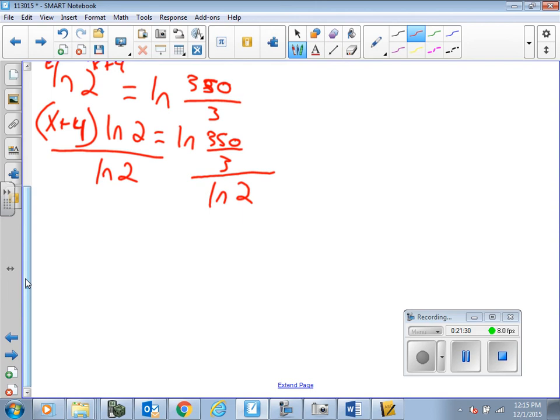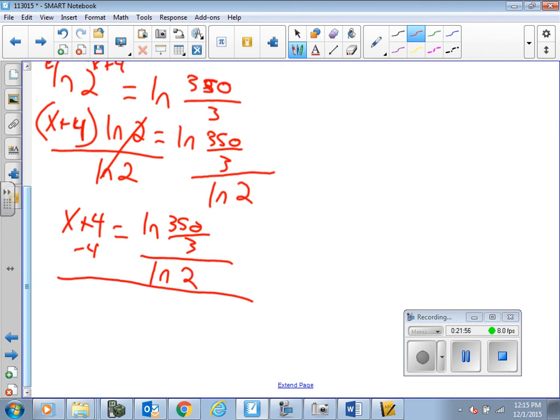Incidentally, if you use log base 10 on both sides, you get the same answer. So we have x plus 4 equals the natural log of 350 over 3 divided by the natural log of 2. And now, is x by itself yet? No. What's the last thing we'd have to do? We have to subtract that 4.